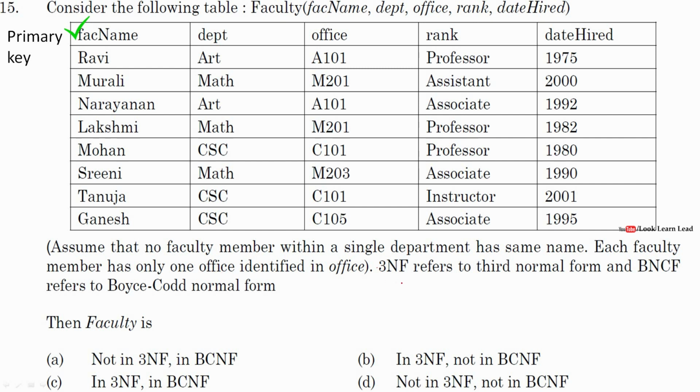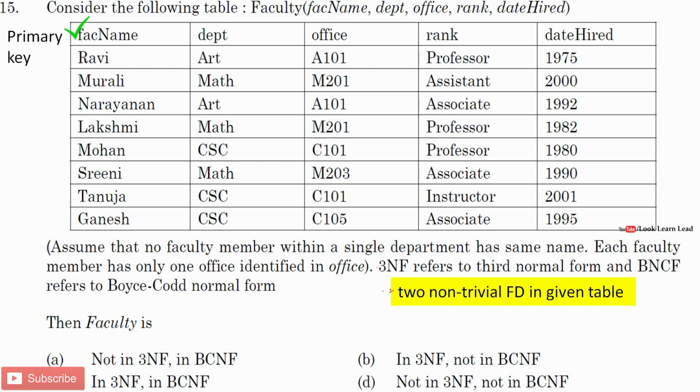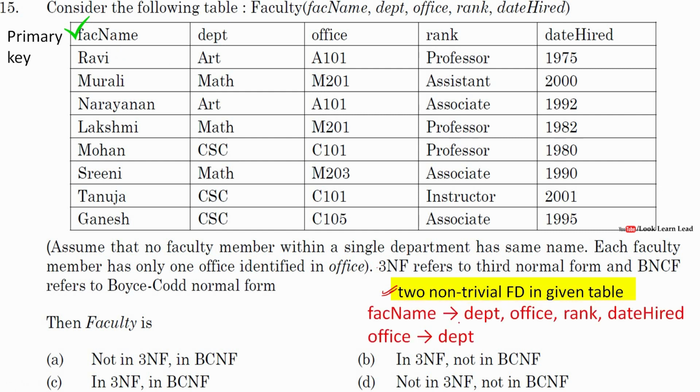3NF refers to third normal form. Now this is a question where we have to see which is in 3NF and which is not in 3NF. From this relation, we have two non-trivial functional dependencies. Let's see. First is the faculty name, which can be written as faculty name determines department, office, rank and date head. This is a non-trivial functional dependency.